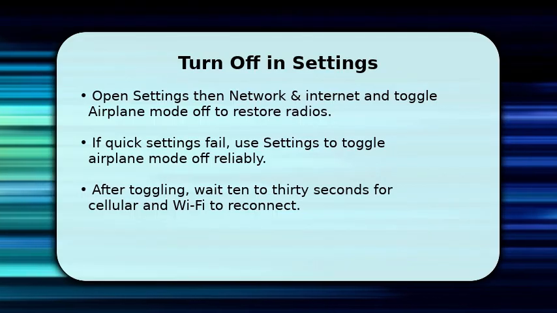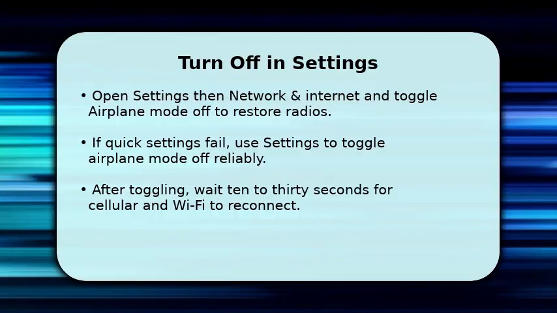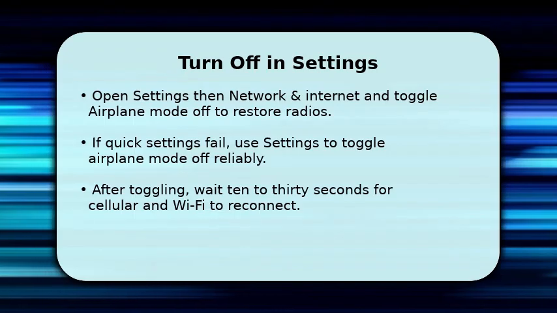Locate the airplane mode option listed at the top of this menu. Use the on/off switch to disable flight mode explicitly from system settings. After switching it off, wait 10 to 30 seconds and watch for Wi-Fi and cellular icons to return. If networks do not reappear, proceed to the troubleshooting slide.